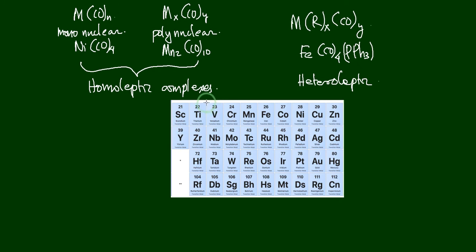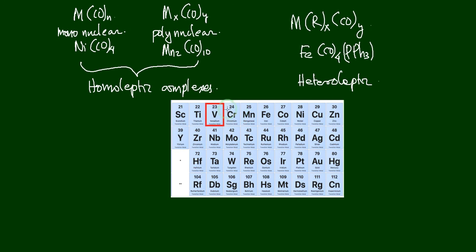Vanadium is giving a stable carbonyl complex. After vanadium, none of the metals in this group give carbonyls. We are considering only the second and third row, and we are not bothered about the fourth row. Vanadium only is giving the carbonyl complex in this group, and then we come to the next.